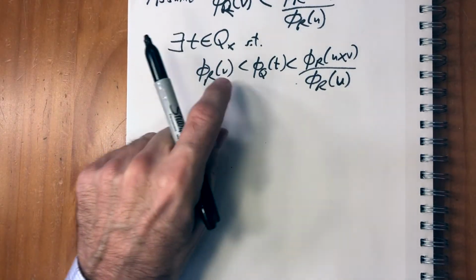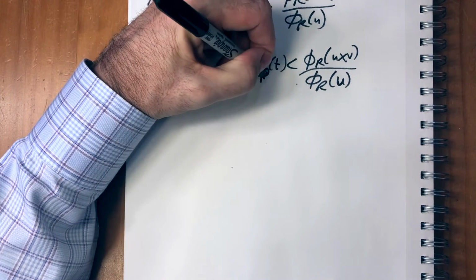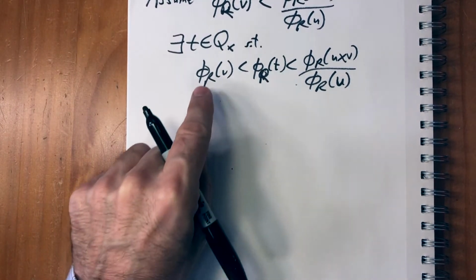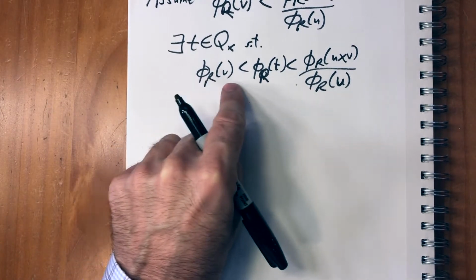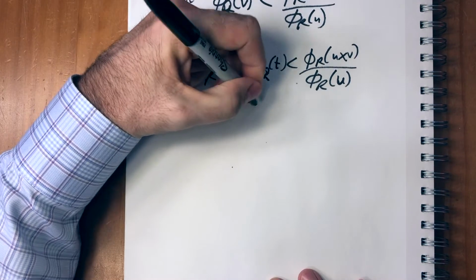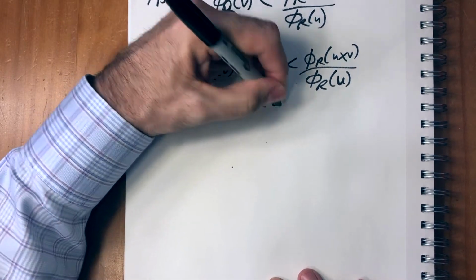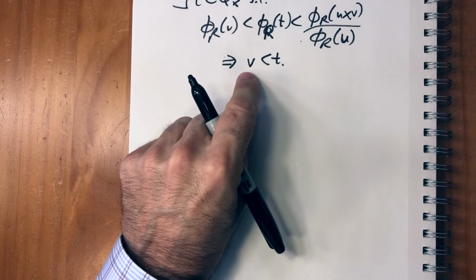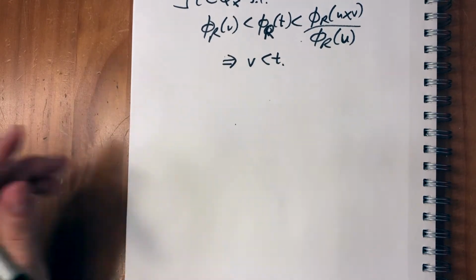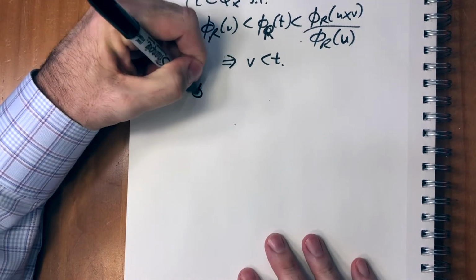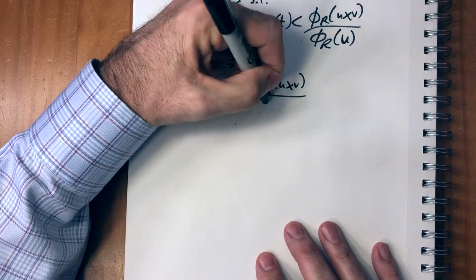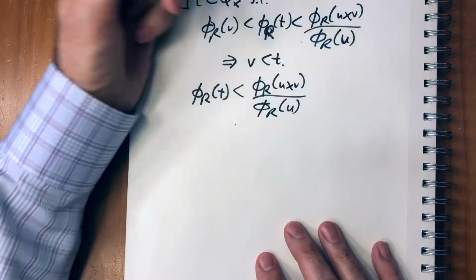Now, I said Q, but this should be R. I can rewrite this as R because T is rational, so they're the same. So φ_R is order preserving. So if φ_R of V is less than φ_R of T, that implies that V is less than T. And notice that since V is positive, then T is also positive because it's bigger. Okay, so then we have that φ_R of T is less than φ_R of U times V over φ_R of U. That was given.